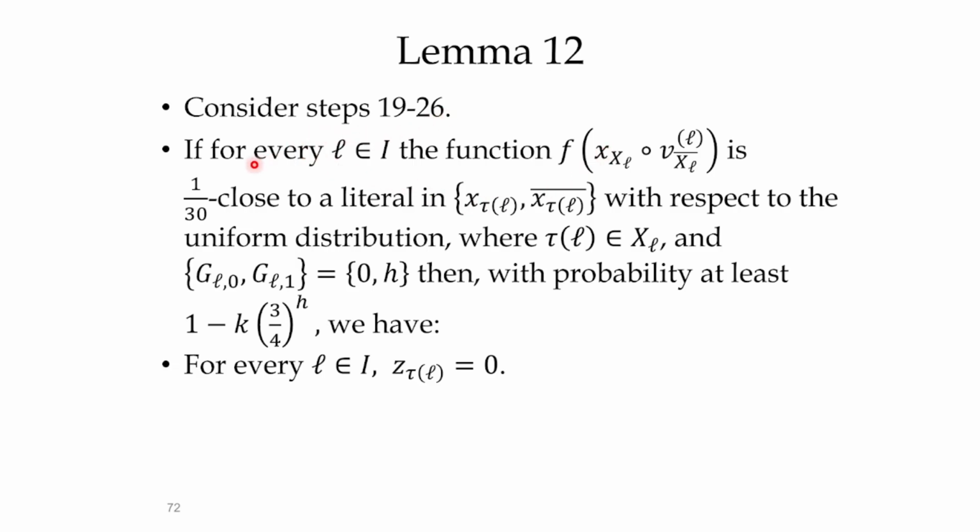Okay, so we have now lemma 12. Consider steps 19 through 26. If for every L in capital I, the function f of x subscript capital X, L concatenated with V subscript capital X L bar powered by L is 1/30-close to a literal in x tau of L bar with respect to the uniform distribution, where tau of L is in capital X L, and G L 0 and G L 1 are equal to 0 and H accordingly, then with probability at least 1 minus K times 3/4 powered by h, we have for every L in capital I, z tau L equals 0.